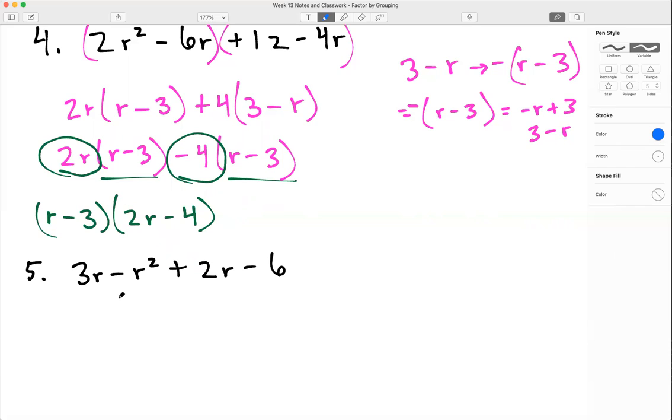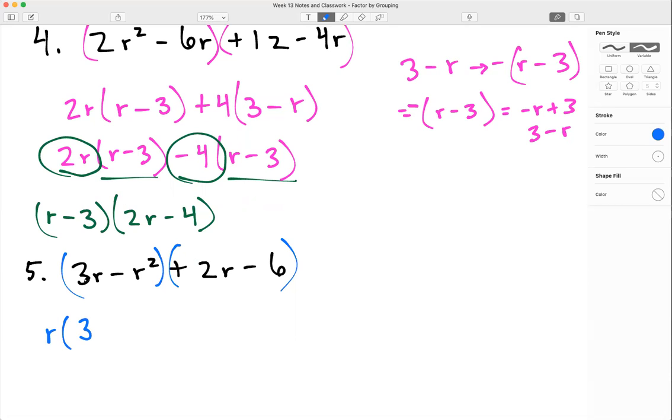Take a moment to try this on your own. Assuming you've tried, first thing we do is group according to the way we did before. And then we have to pull out the GCF from both sets. The GCF of this first set would be just an r. We can pull out an r, no problem.